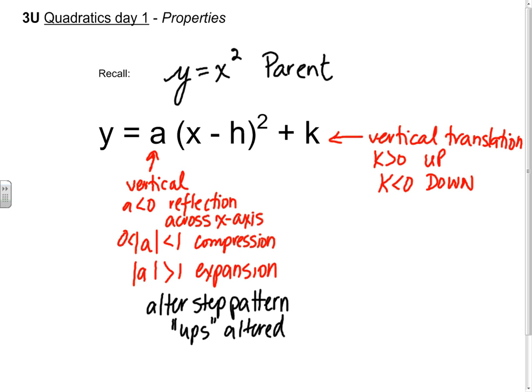H is a horizontal change. It's within the function or the brackets. Because it's in the brackets, if we are subtracting h, we would be going to the right. If we would be adding a number, that's like subtracting a negative number, that would be to the left. Notice that we haven't included any horizontal compressions or expansions.